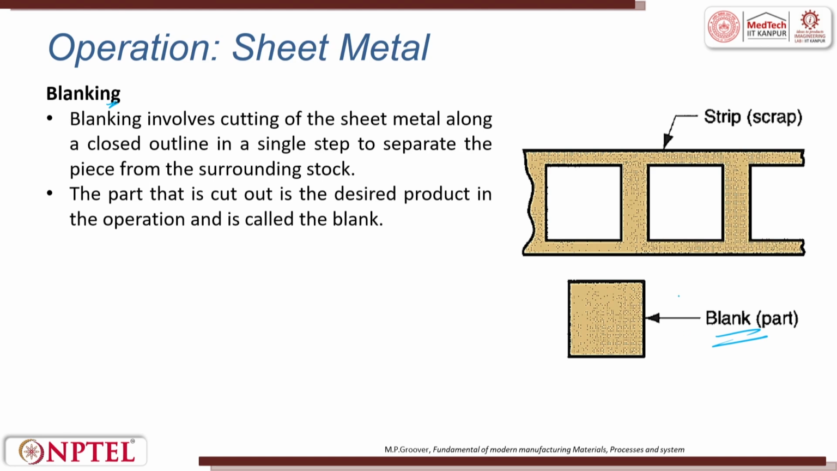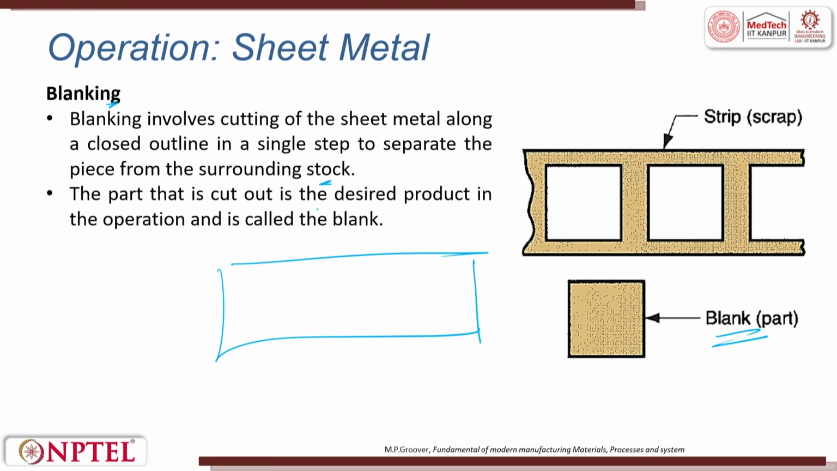Now, this blank will be the useful part for further operations. Blanking involves cutting of the sheet metal along a closed outline in a single step to separate the piece from the surrounding stock. So, this is the stock. Initially, it will be a thin sheet of metal. Now with the punch you try to blank and get the piece. Now this blank is the starting material, or the work which can be further used.